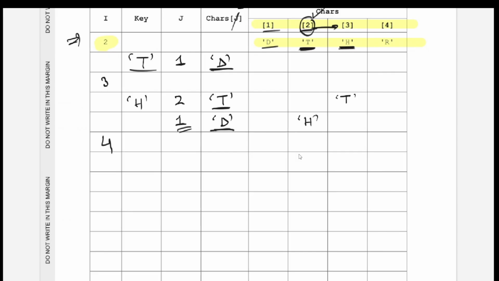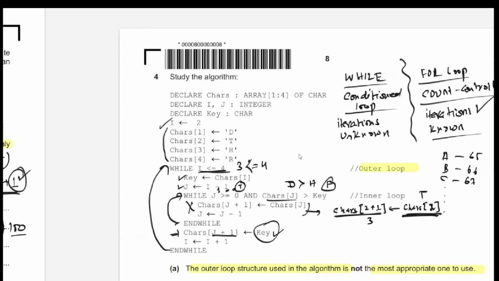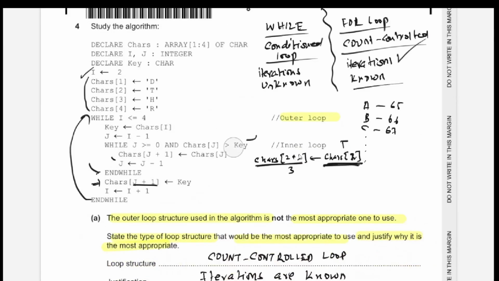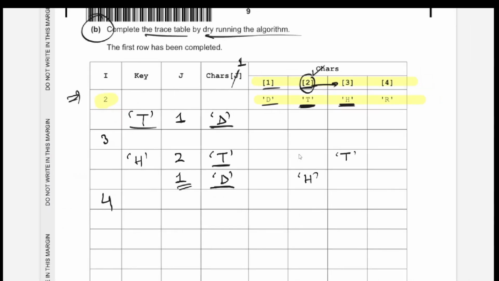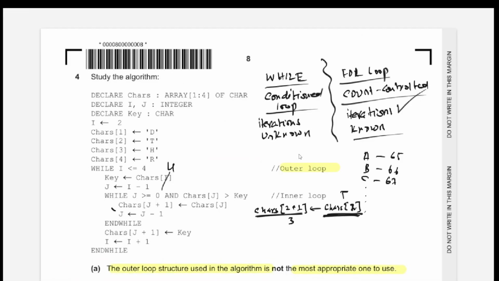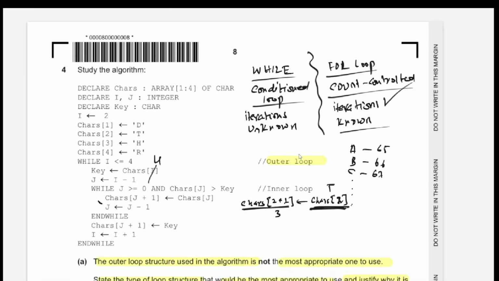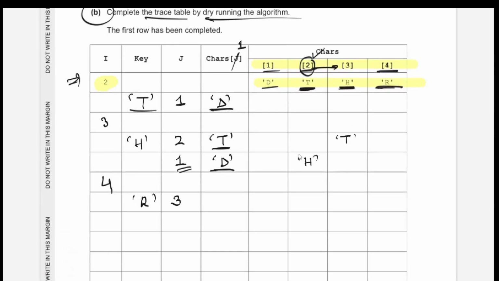When it is less than or equal to 4, again फिर अब वहीं से सारी चीजें revert back. I is now 4. 4 is now key. So key is R. This is key. And J is I minus 1, 4 minus 1. So J is 3. And J is 3. 3 पे क्या है? H है. 3 has H.